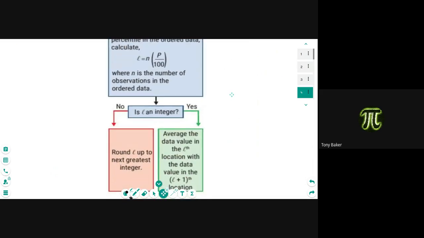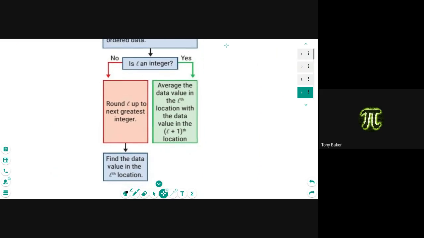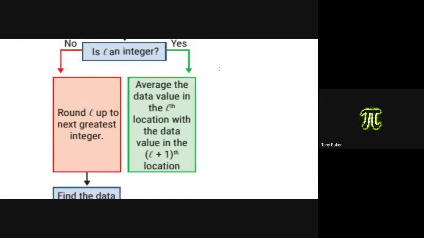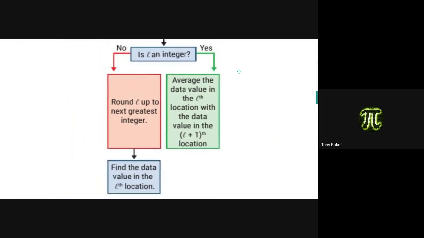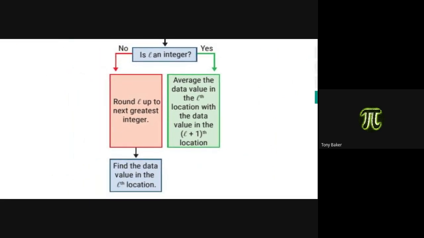A whole number. So the only difference between it and a whole number is an integer can actually be negative. In this situation, it won't be negative at all, so that's not an issue. So you have two possible outcomes when you multiply the number by its decimal. You can have it be an integer or not.